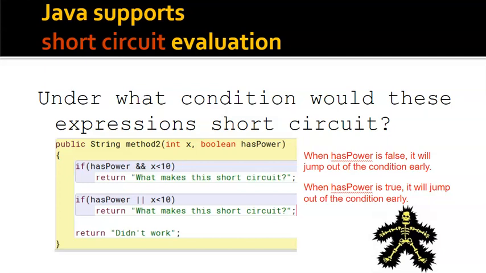Here's just a final example of short-circuit evaluation where the Boolean value that is given by the user, if that were to be false, then this first statement would never evaluate x is less than 10 because it would already know that the whole thing is false. And if has power is true, then the OR statement here would already be true for the entire thing because one half of the expressions was already true, which would allow that to jump out.